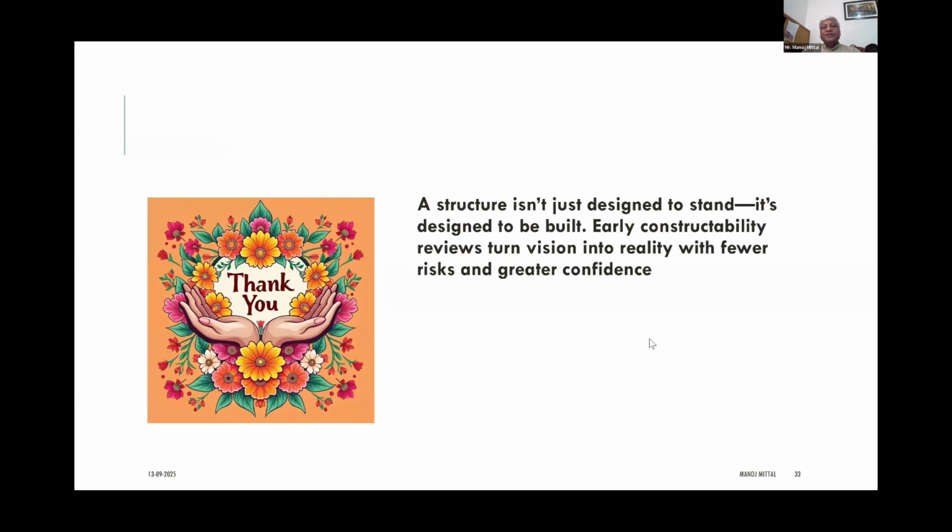So I think a structure is not just designed to stand, it is designed to be built. Early constructability reviews turn vision into reality, with fewer risks and greater confidence.